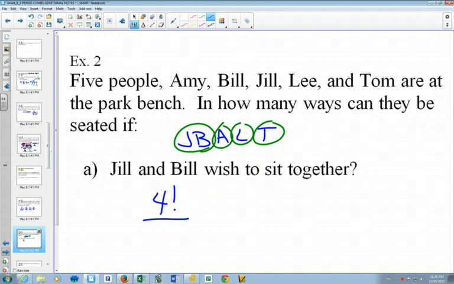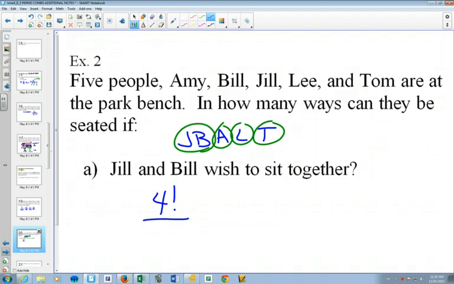When I was in university, there was a couple that was like this. Her name was Carrie, his name was Derek. We just called them Carrick because they were always together. So if that helps you visualize it better, there are 4 factorial ways of arranging those 4 people, because those 2 people are glued together.